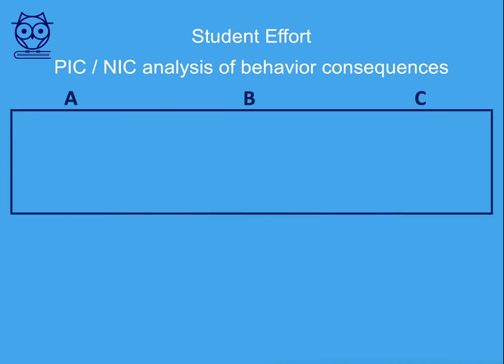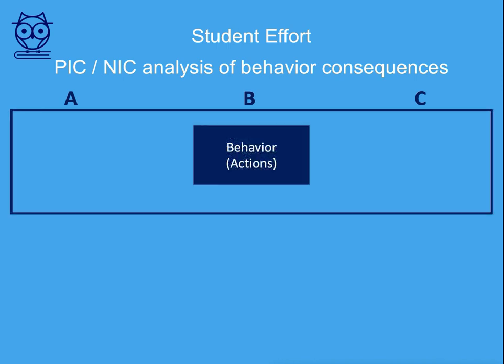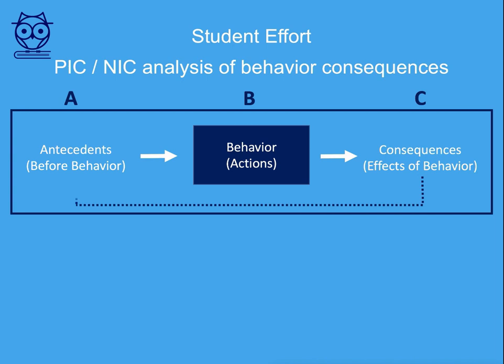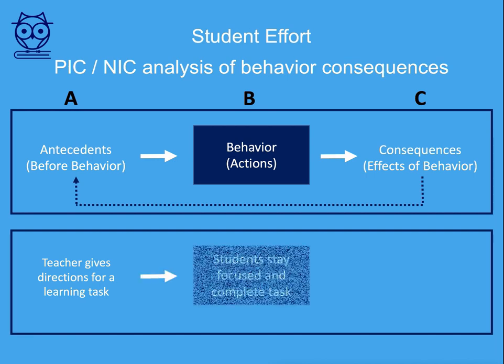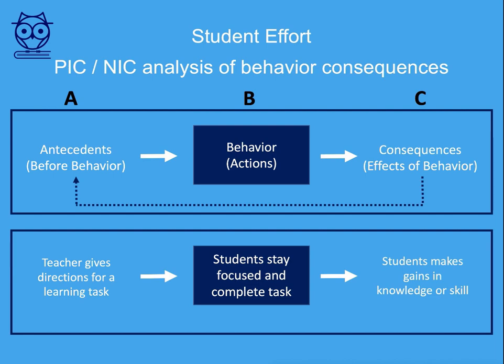model, which demonstrates that behavior is changed in 2 ways: by what comes before behavior, antecedents, and by what follows behavior, consequences. Consequences can also act as antecedents, or triggers for new behavior. Let's consider a school example. The antecedent is the teacher giving directions for a learning task. The behavior we want is for the students to stay focused and complete the task, in which case the consequence of the behavior is that students make gains in knowledge or skill.